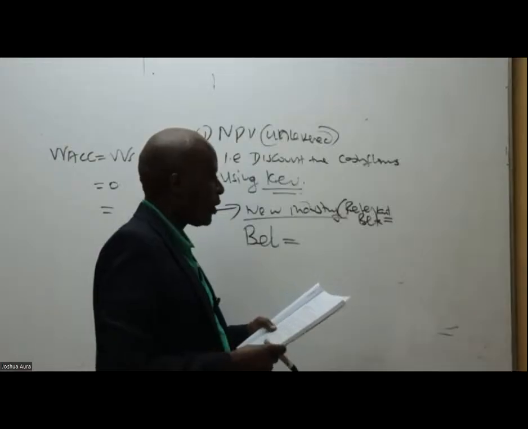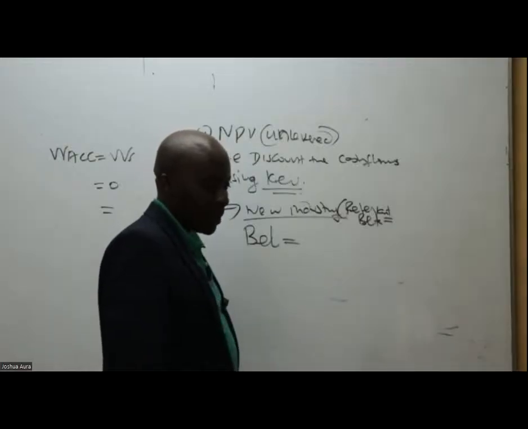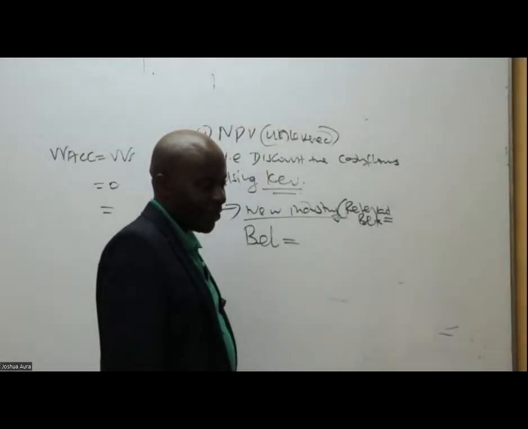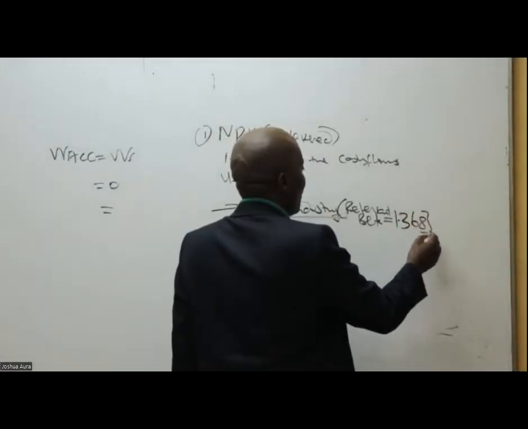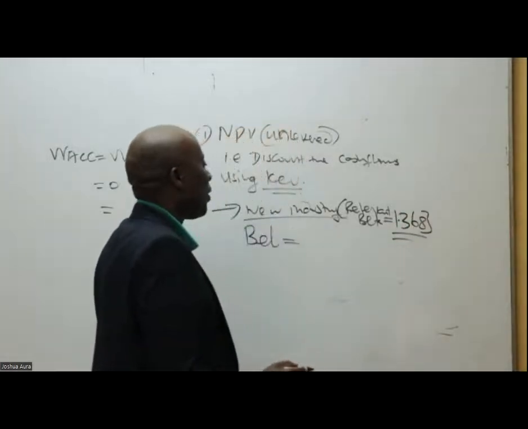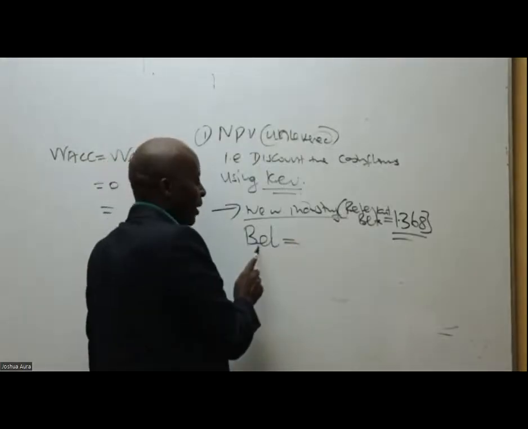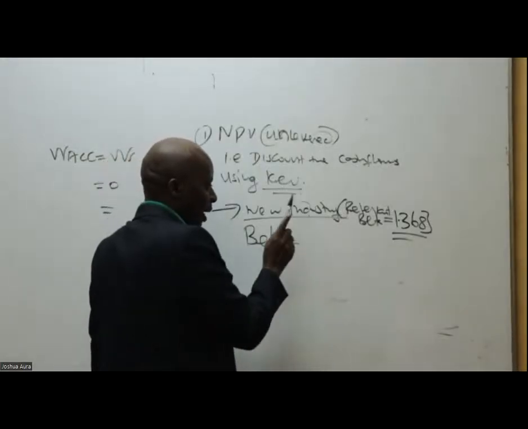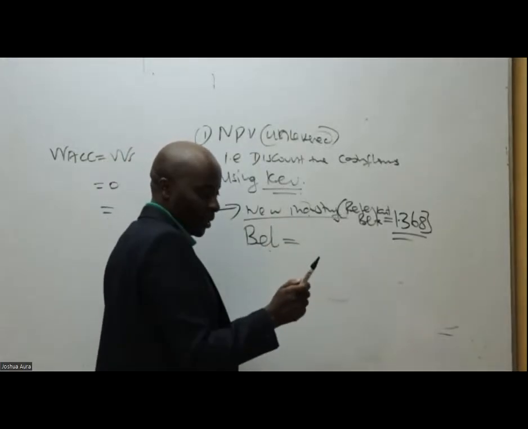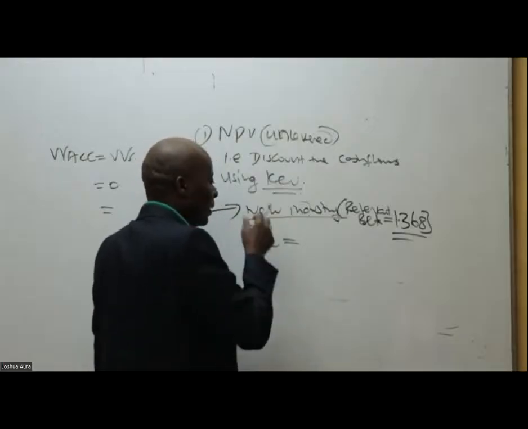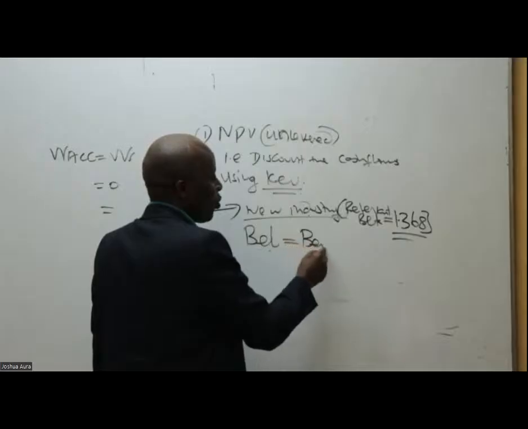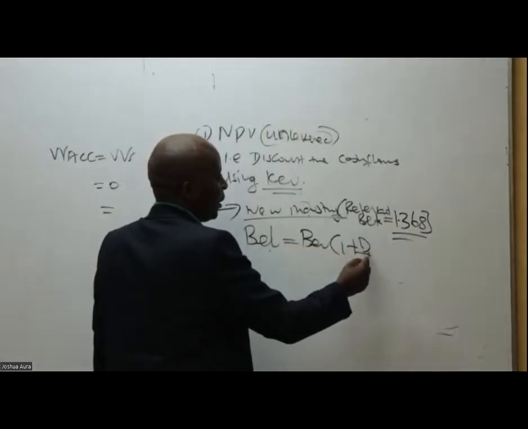Is there somebody who is able to see this beta? 1.368. Thank you so much. And of course, it will be beta equity levered because the firm, or rather the industry, has debt. So then no problem. In this case, using Hamada's model, give me the beta unlevered.